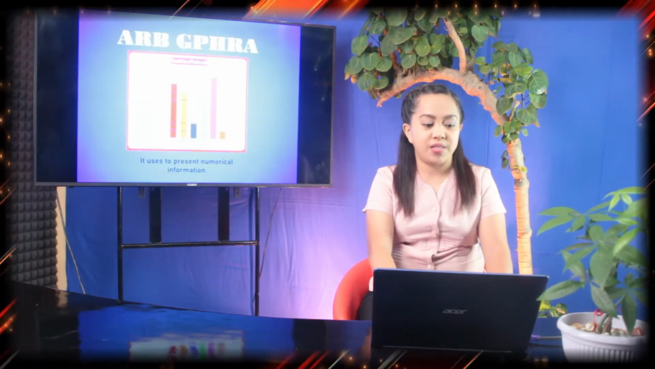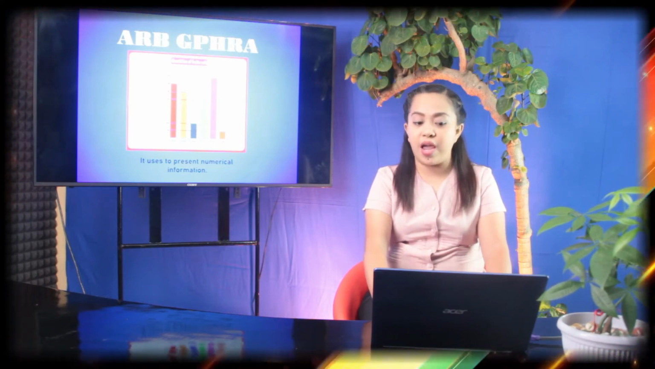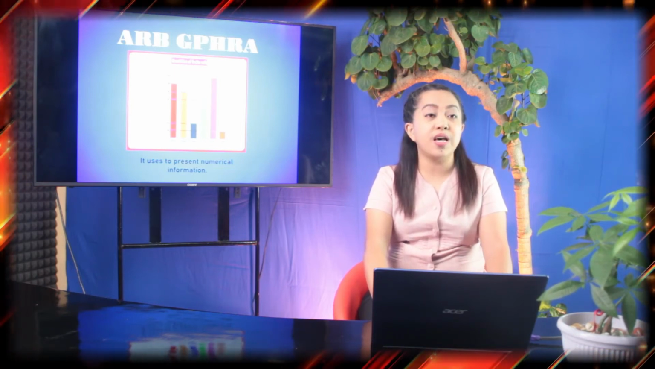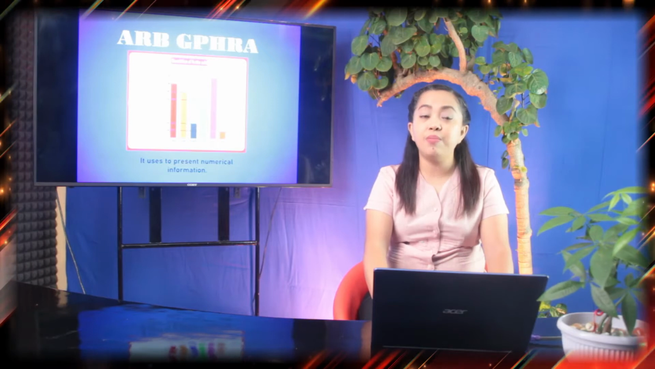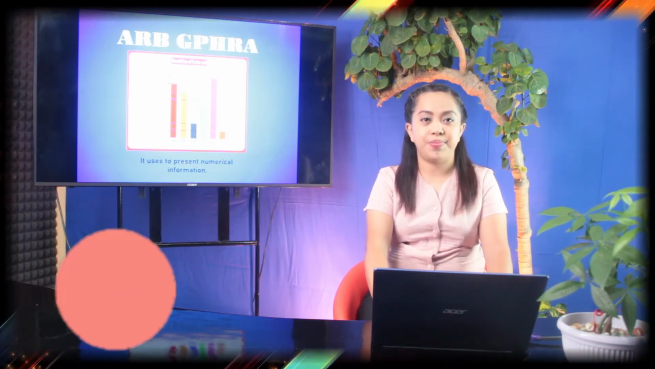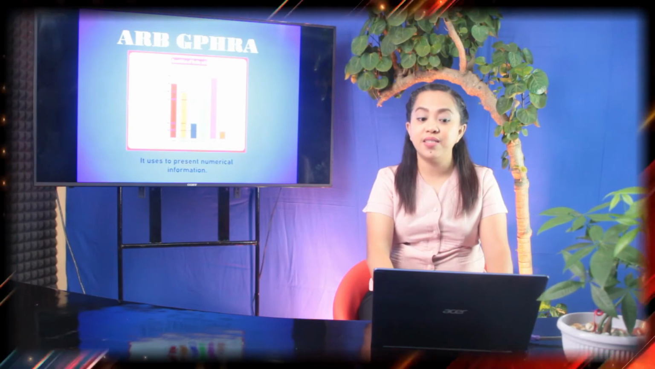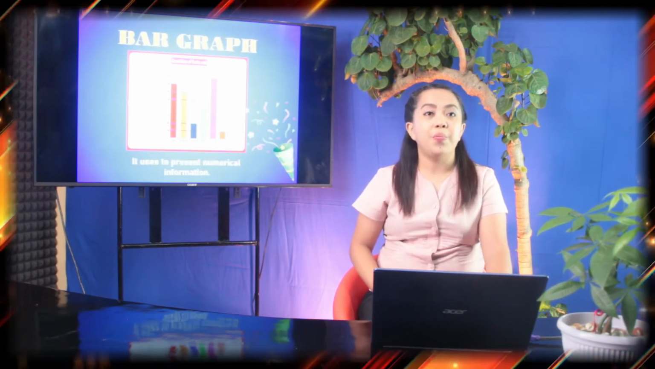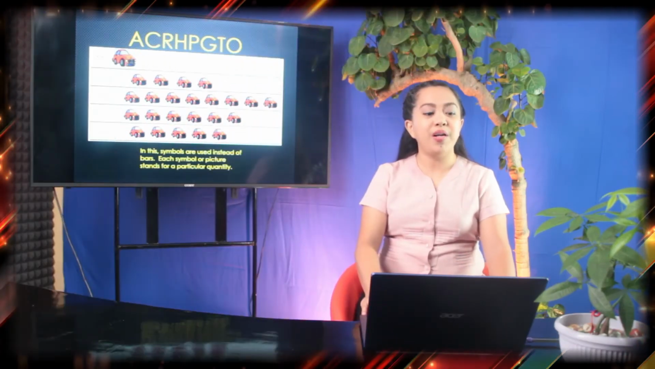Scrambled letters: A, B, G, P, H, R, A. It is used to present numerical information. Your time starts now. And the correct answer is bar graph.